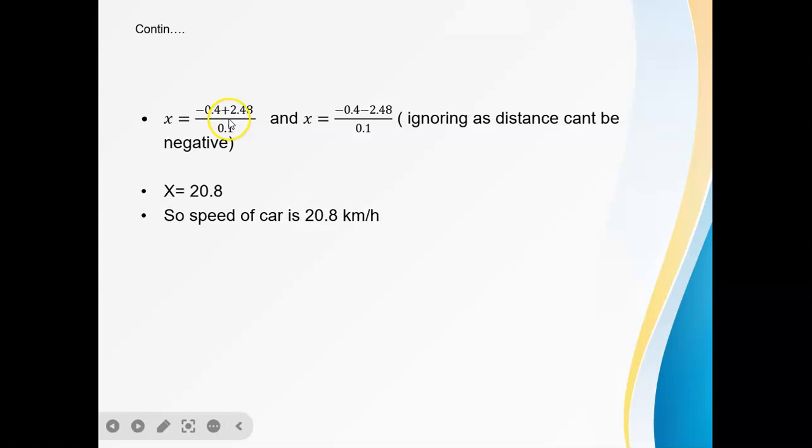Then one time we will add it and one time we will subtract it. In the subtraction one you are getting a negative answer, which we have to ignore since distance is always positive. Therefore the value of x that you are getting is 20.8. This means that the speed of the car is 20.8 kilometers per hour and it will stop after taking a distance of 30 meters by using the given equation.